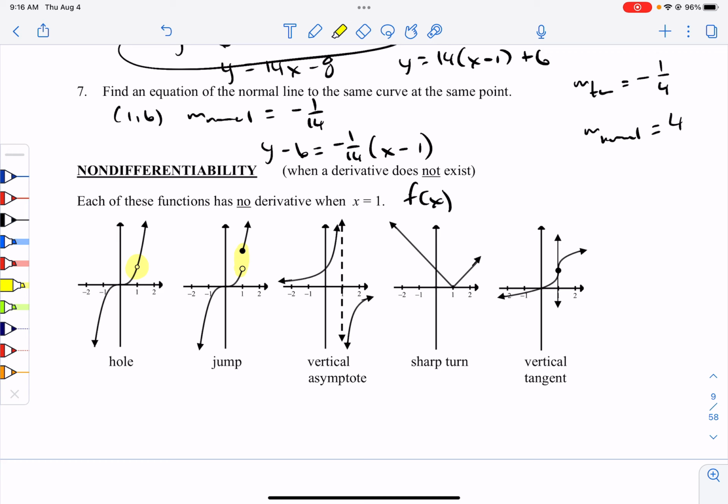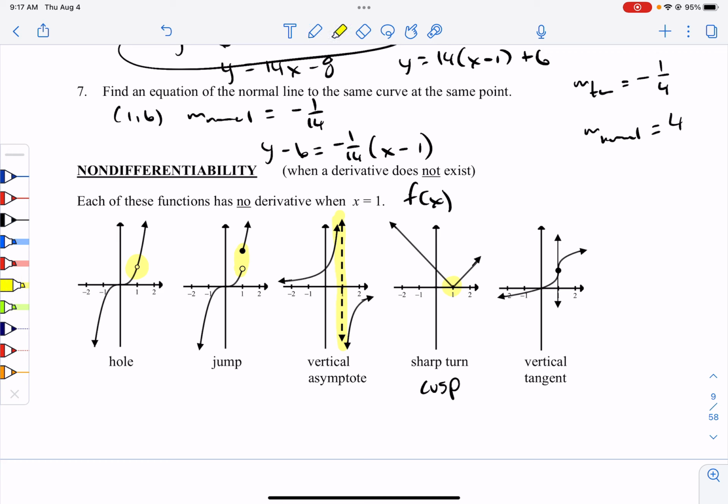A vertical asymptote. There is no slope at a vertical asymptote because there's no point there. If there's a sharp turn, we also call this a cusp. In fact, I'll probably call it a cusp most of the time. If there is a sharp change in slope, the problem is I can't find a tangent line at a cusp. If I have this point right here at the end, I can draw lots of lines that only touch it in one place. So there is no slope at that point.